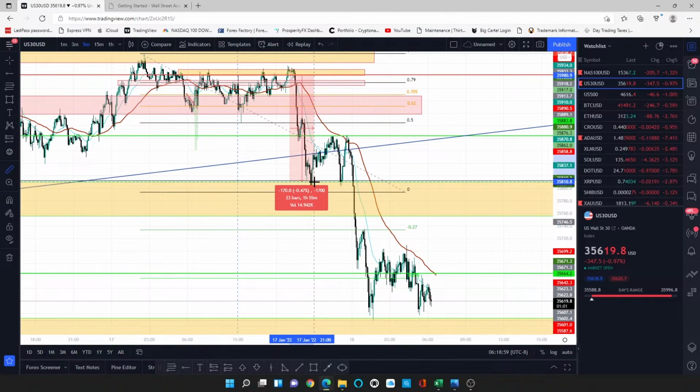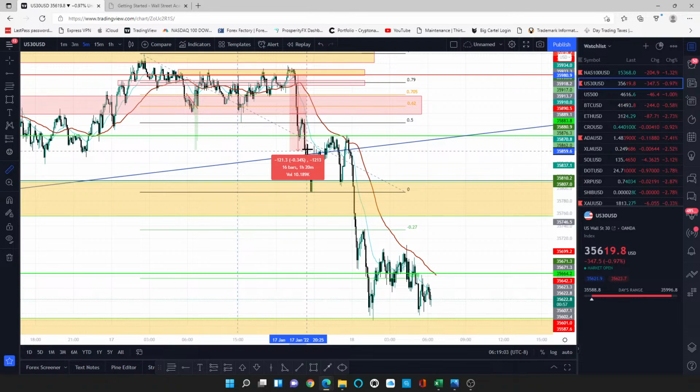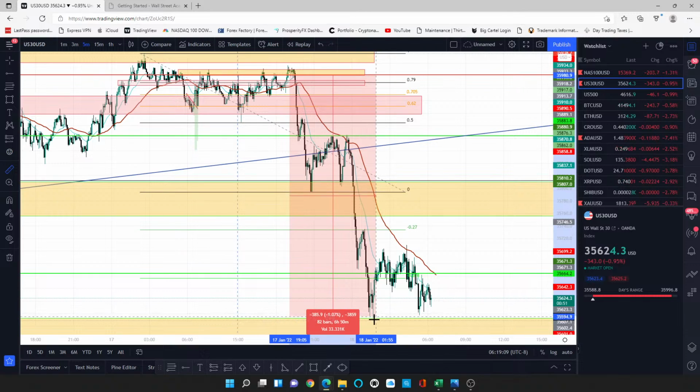So first take profit would have been up here, about 120 pips. Second would have been right here, about 172, and then third would have been down here at about 390 pips. Damn, that hurts me, but it's all good. You live and you learn, and that's just what it is. So let's go ahead and see.